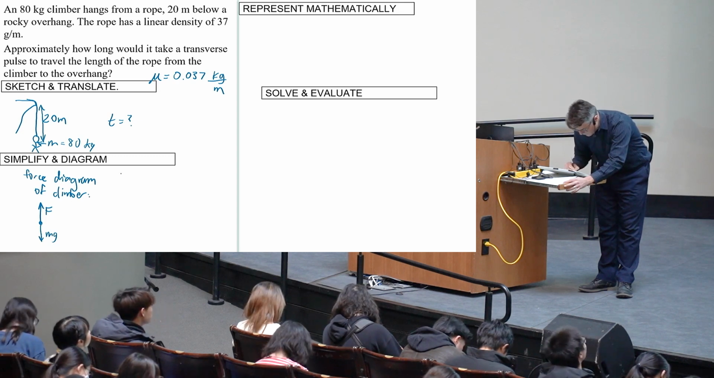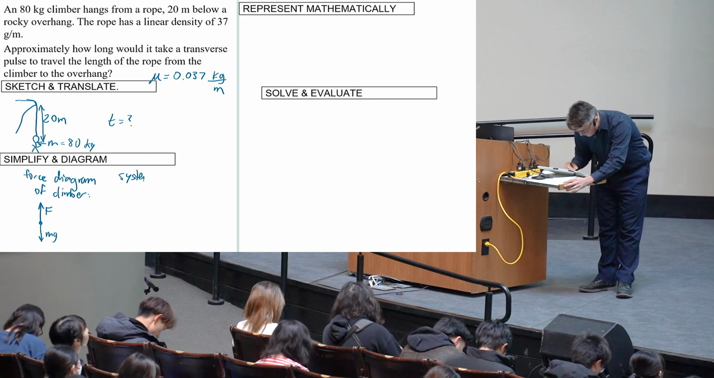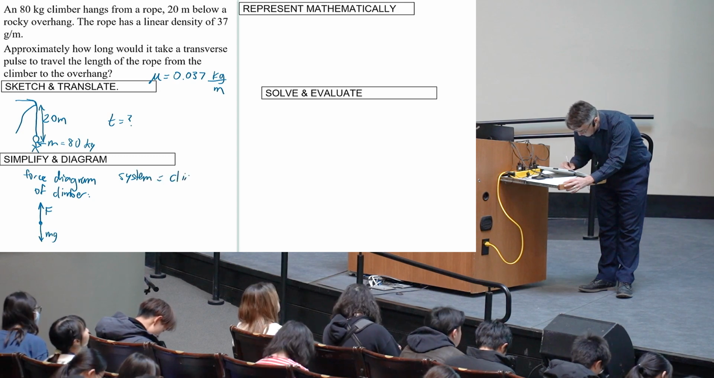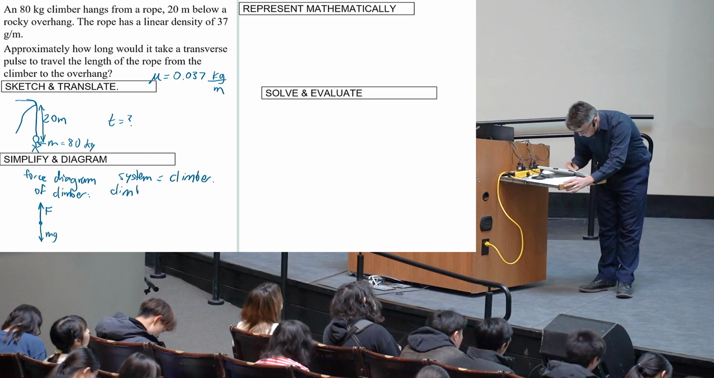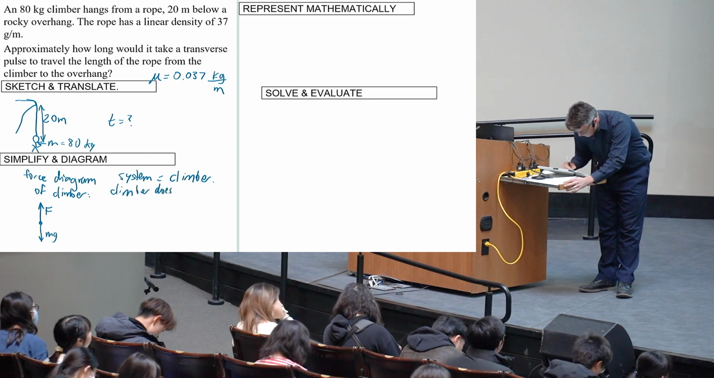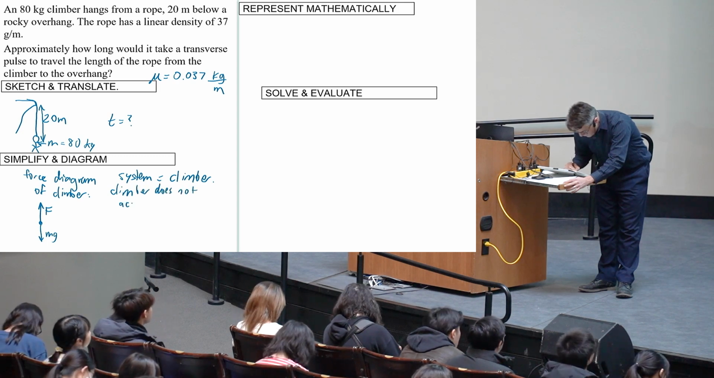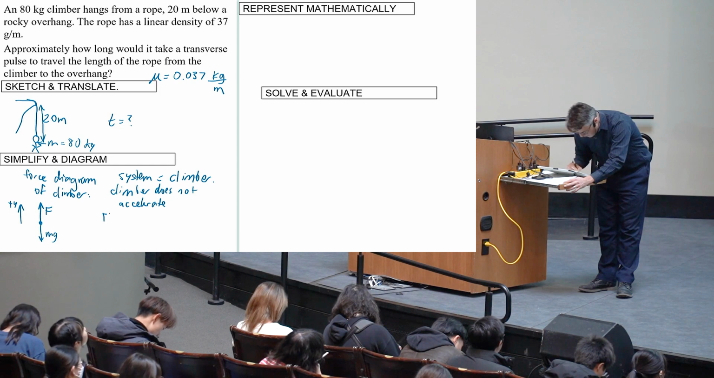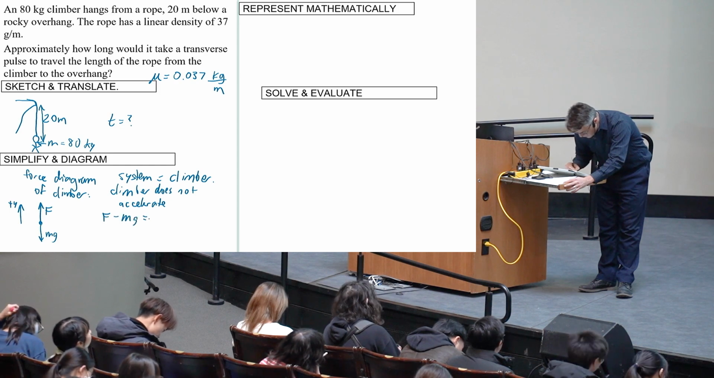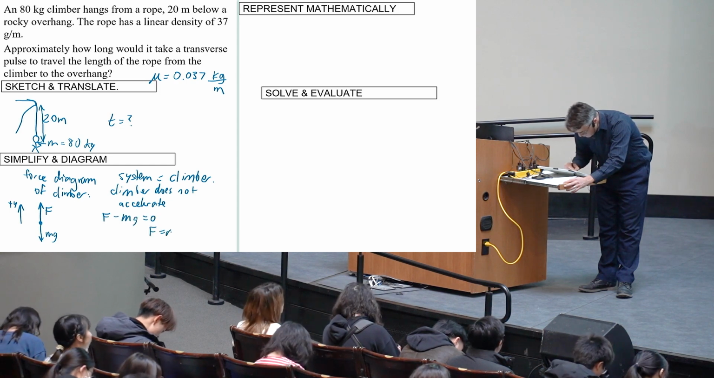So if the system here is the climber, the climber does not accelerate. So if you put plus y is up, then F minus mg is equal to 0. So F equals mg.